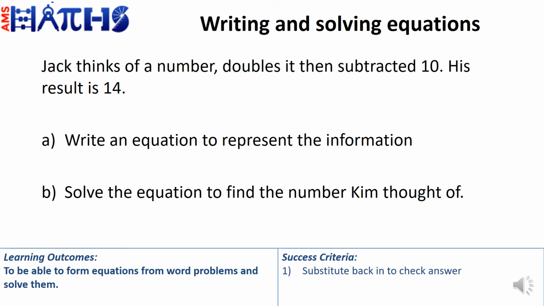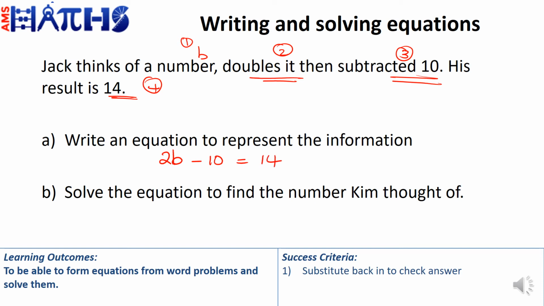Okay, so it says Jack thinks of a number. Say the number is B, so that's the first thing. He doubles it, which is the second thing, then subtracted 10, which is the third thing, and his result is 14. So that's the fourth thing. So it starts with B, he doubles it, which is 2 times B. So we've done the first and the second. Then he subtracted 10, which is the third thing, and after doing that he gets an answer of 14. So that's equal to 14.